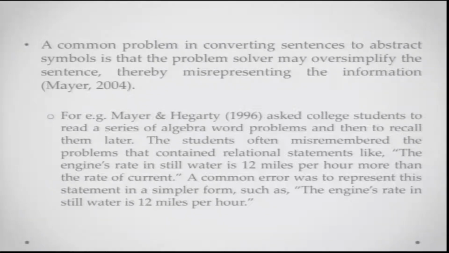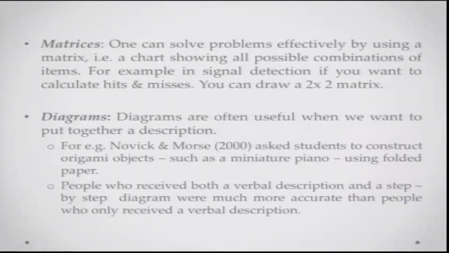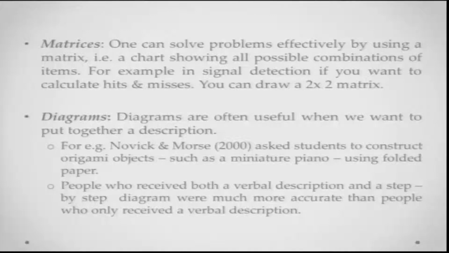An example is the statement that the engine's rate in still water is 12 miles per hour more than the rate of the current, and a lot of students just remembered that the engine's rate in still water is 12 miles per hour. If you miss out on the fact that it is 12 miles per hour more than the rate of the current, you're missing something very important that might have been used to solve this. That is a demonstration of how people might commit mistakes in converting representations. Another way of representing problems might be using matrices.